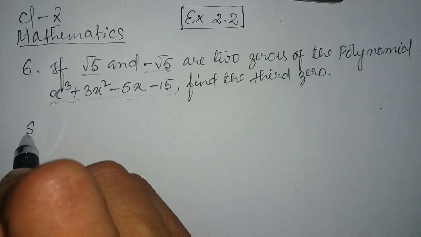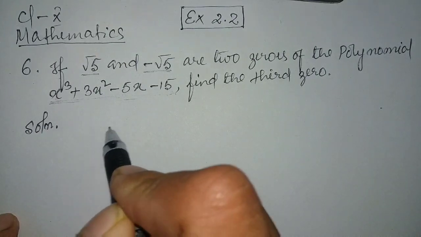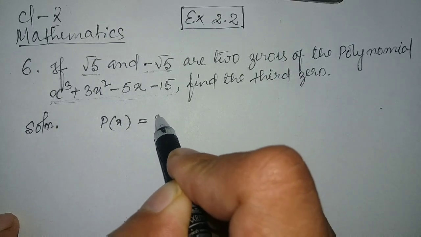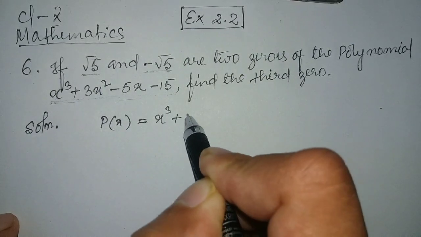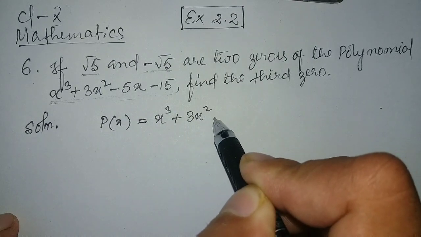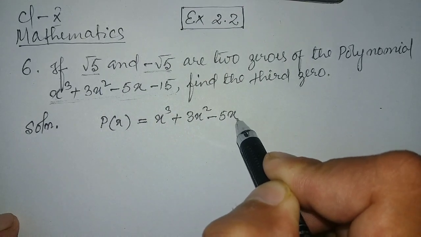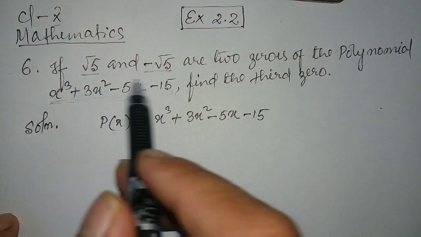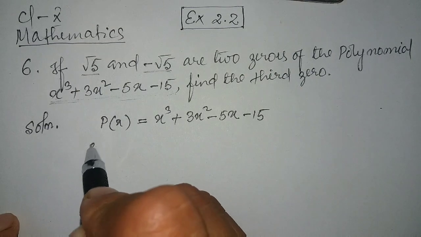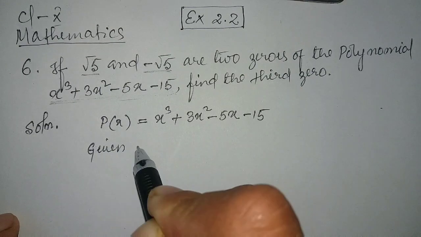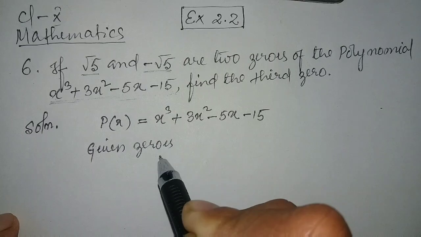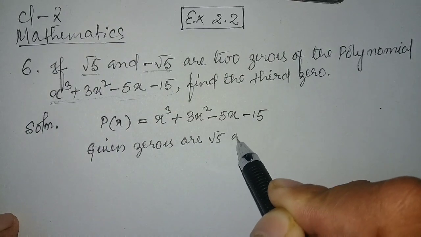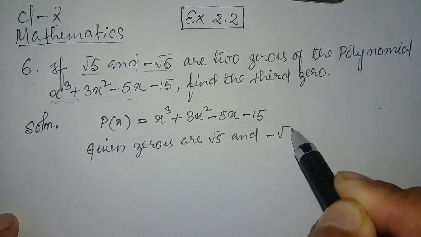So here, the solution. The given polynomial is p(x) equal to x cube plus 3x square minus 5x minus 15, and the given zeros are root 5 and minus root 5.